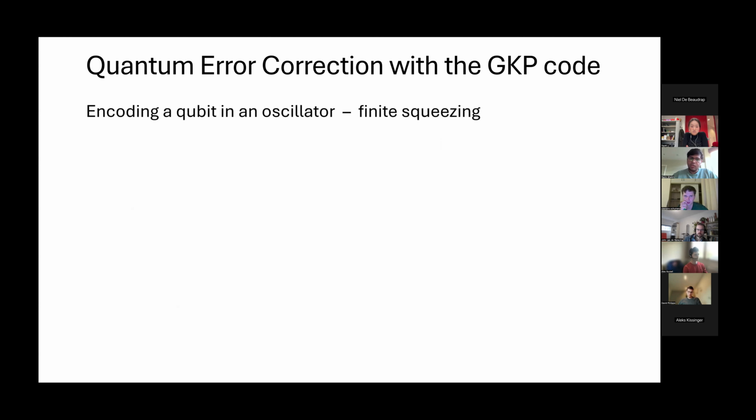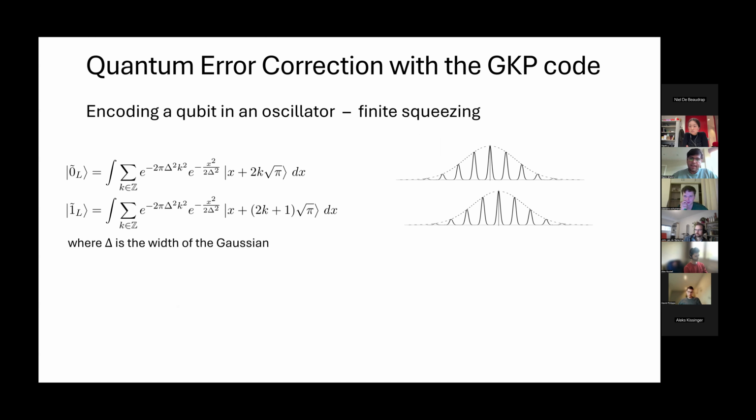So in practice, what people are interested in is the finite squeezing case, where instead of considering perfect Dirac deltas, you approximate them by Gaussians that have some finite width. And you also consider a Gaussian envelope, which suppresses the Gaussians that are far apart. So this gives you a state which you can construct in the lab with finite energy. And the 0 and 1 are still separated by square root of pi distance, so they're still shifted.